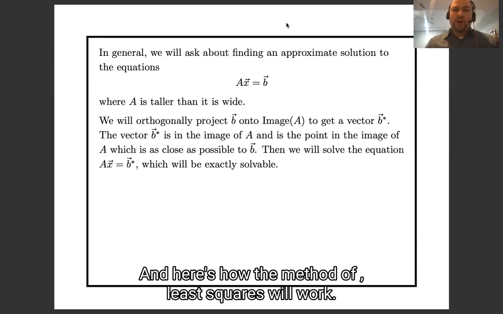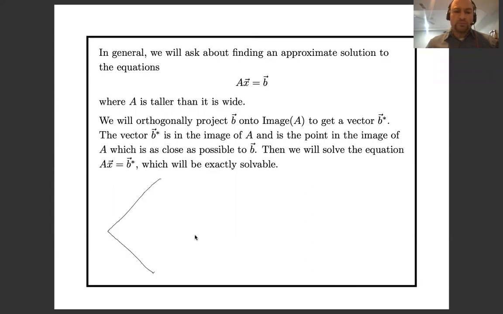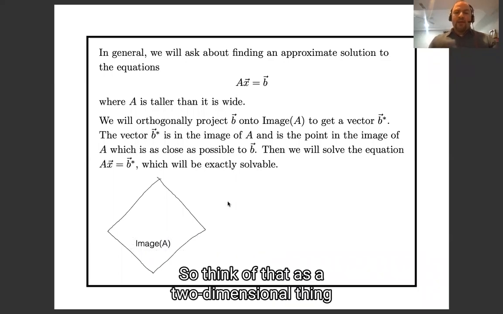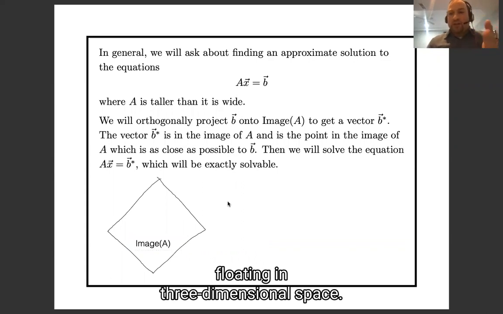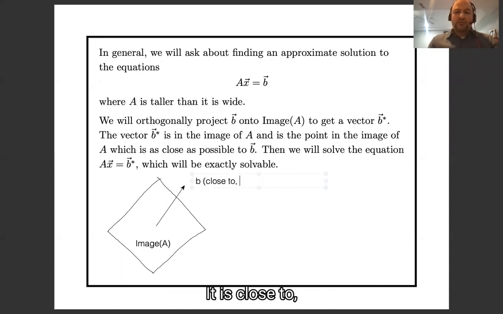And here's how the method of least squares will work. So I'll draw you a little picture. Here is the image of A. So think of that as a 2-dimensional thing floating in 3-dimensional space. If B were in the image of A, we could solve our equations exactly. But we're going to imagine that maybe B is not in the image of A. It's just nearby. So here is the vector B. It is close to, but not in, the image of A.